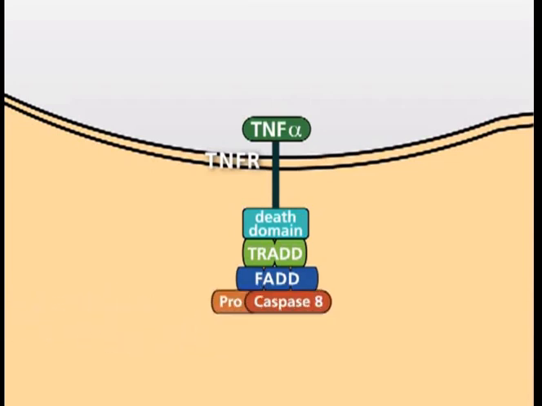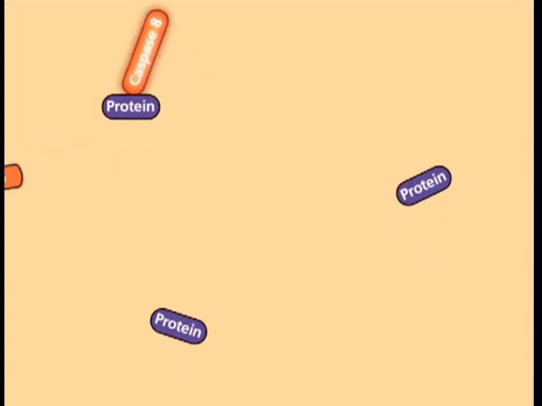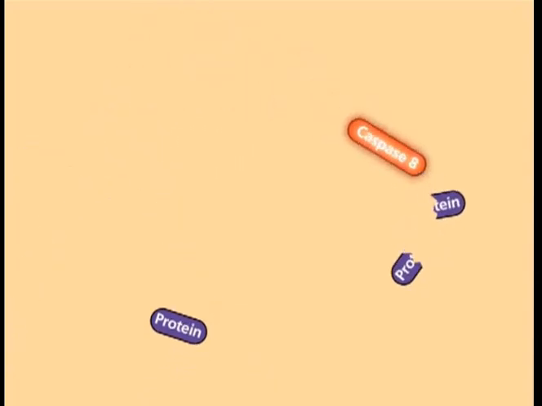This protease is able to autocatalyze the hydrolysis of its inhibiting segment, leading to active caspase 8, which dissociates from the receptor and is then able to initiate the caspase cascade.